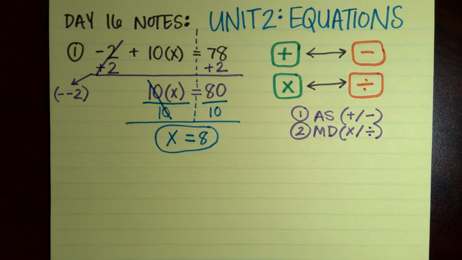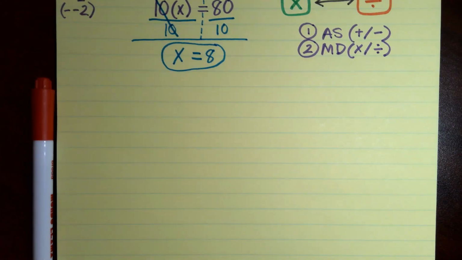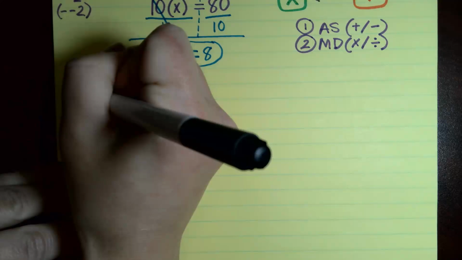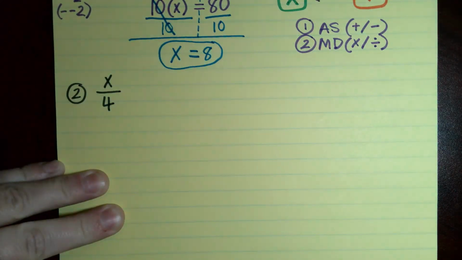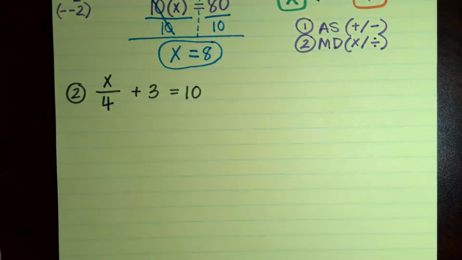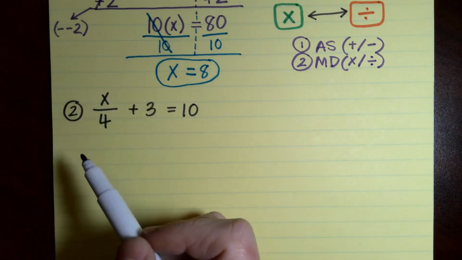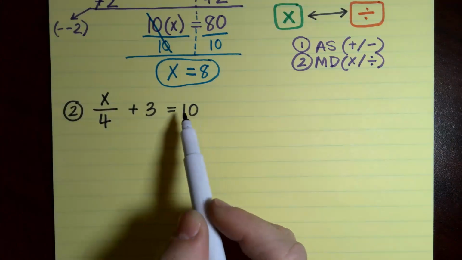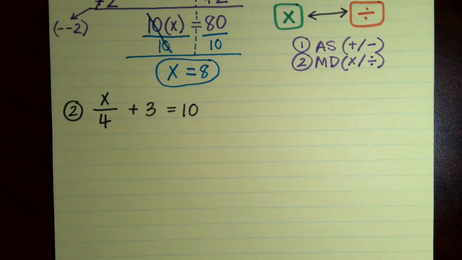All right. We're going to move on to number 2 if we don't have any other comments. I think the more we do, the easier it feels. So let's try number 2 now. I'm going to move on down. For number 2, I have the problem x divided by 4 plus 3 equals 10. All right, so I have 2 different operations happening here. I have a division problem where I have x divided by 4, and then I have an addition problem where I have something plus 3. What should I get rid of first?